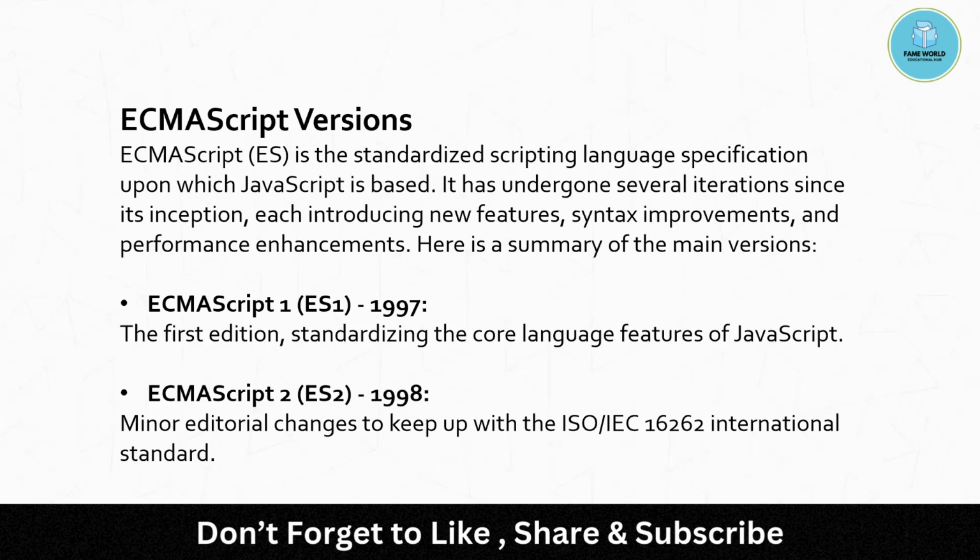So ES is the standardized scripting language specification on which JavaScript is based. The ECMAScript first edition came in 1997. Then the ECMAScript second edition came in 1998, with minor editorial changes to keep up with ISO, the International Organization for Standardization, and ISO/IEC 16262. These are international standards.